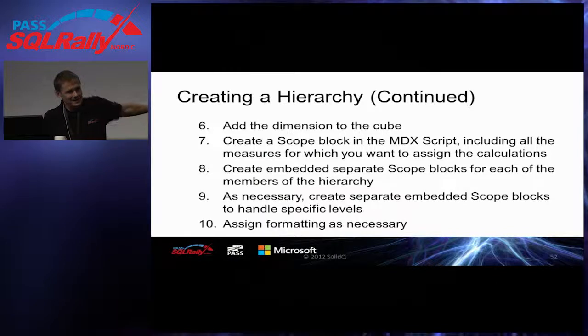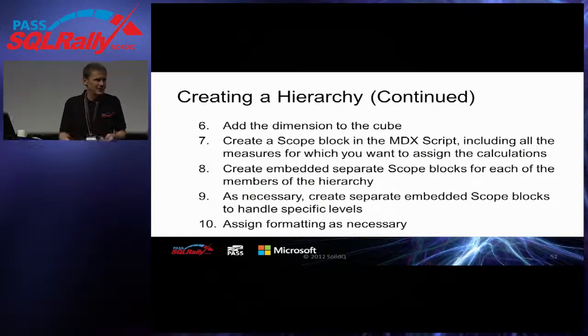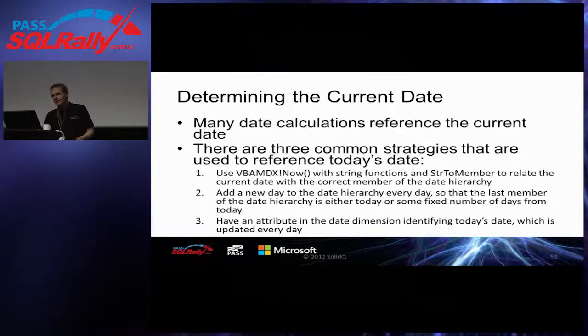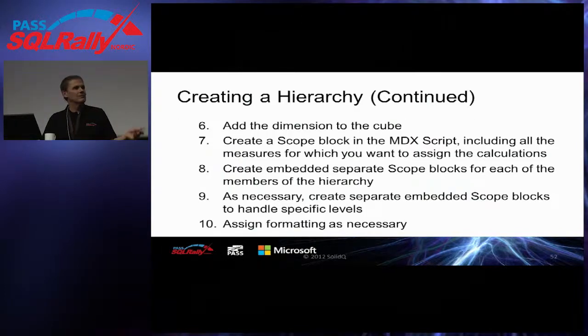I see I did actually miss the initializing step in here as I made this list. So do remember to null out the measures that you don't want to have a calculation applied to. And then finally, assign formatting as necessary. I found Analysis Services to be a little peculiar in this way: sometimes my calculations come out with good formatting, and sometimes they don't. So what I've found is, after I'm done writing all my calculations, I'll go and write code that assigns the proper format, whether it's currency or number or percent.